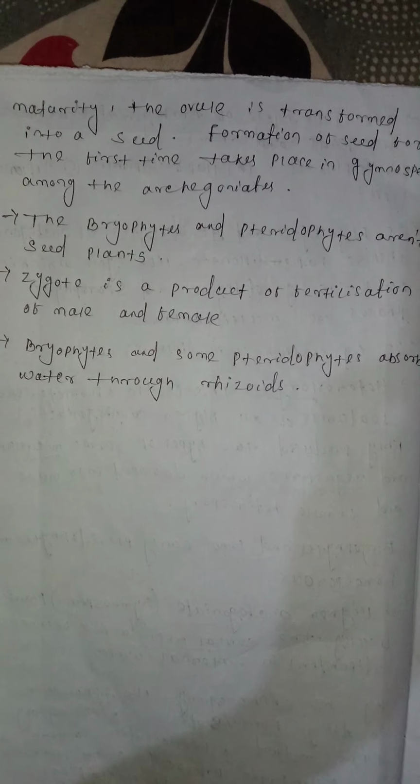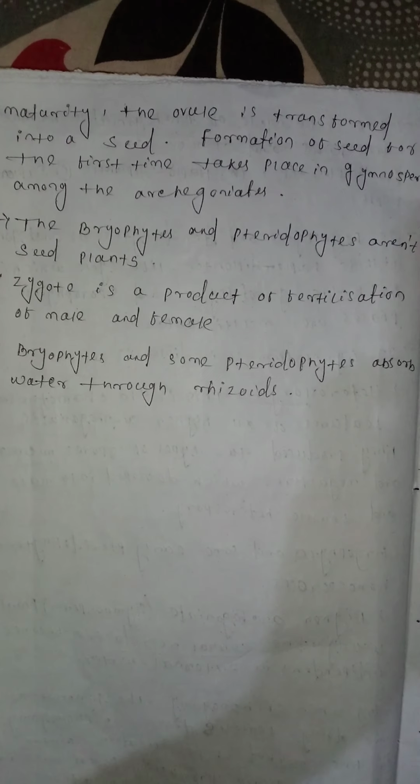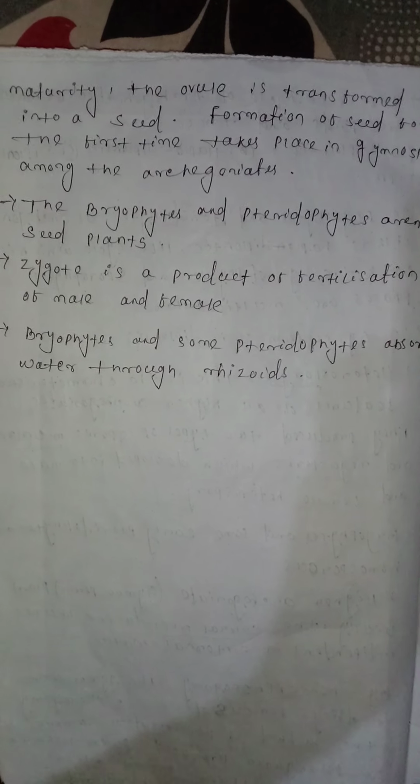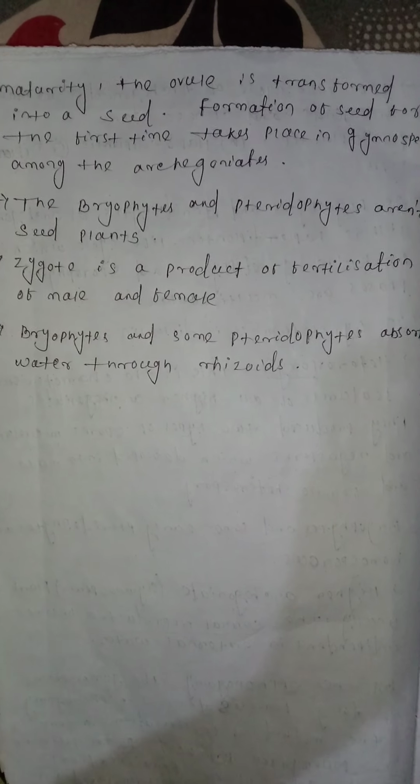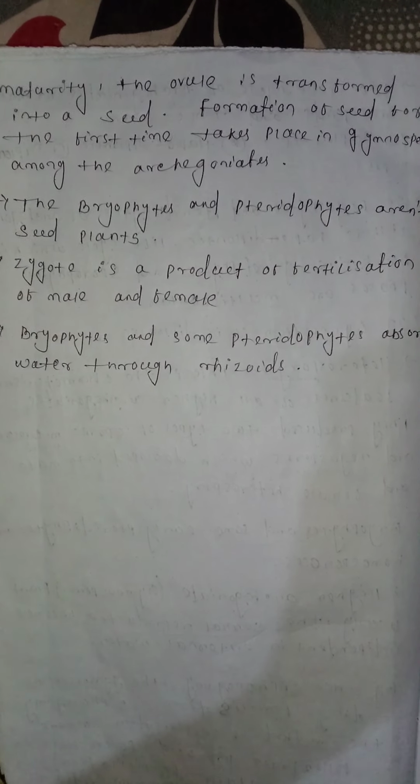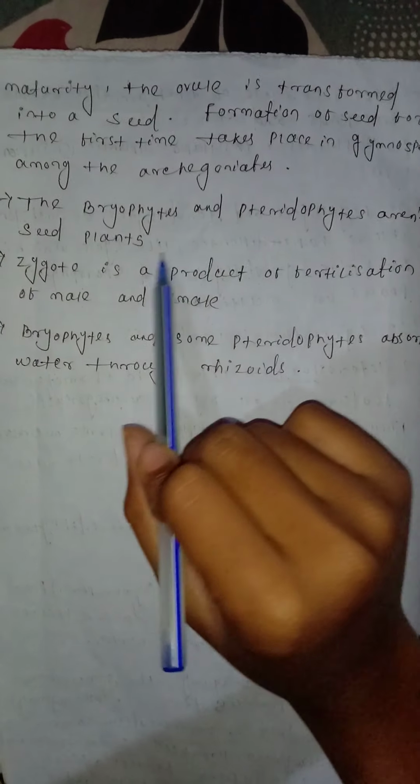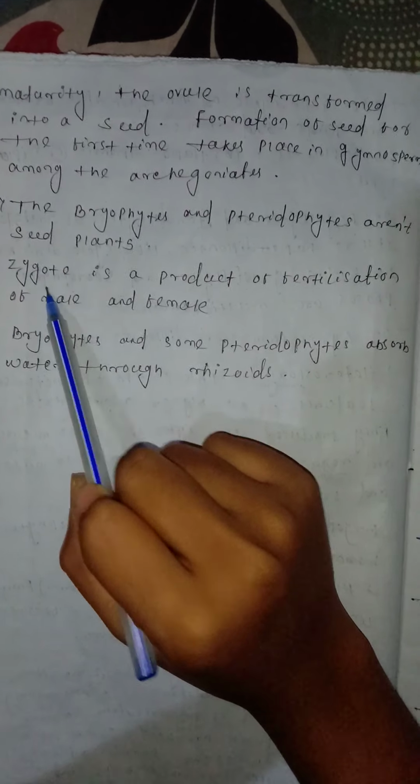Bryophytes and pteridophytes are not seed plants; they are lower land plants, so they do not produce seeds. Then the zygote is a product of fertilization of male and female. The zygote is otherwise known as the offspring. So the zygote is a product of fertilization of both male and female.